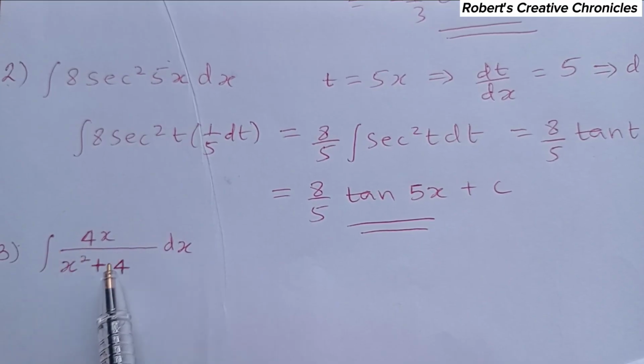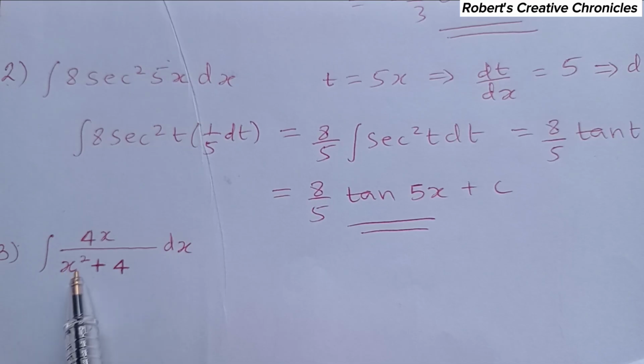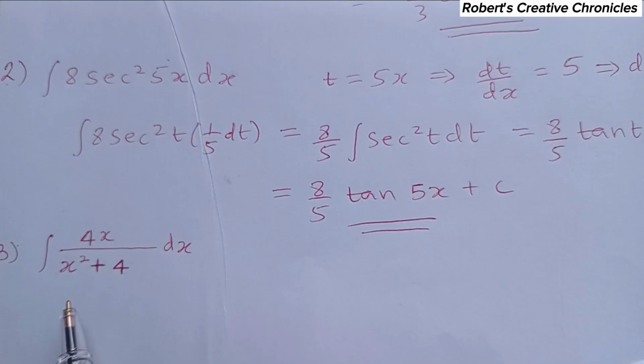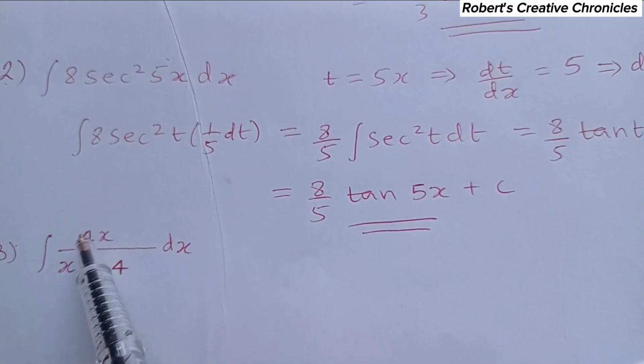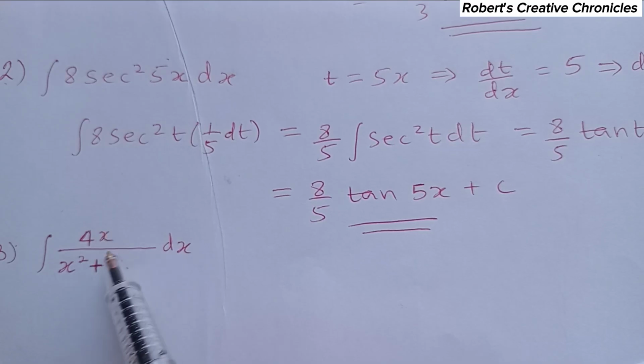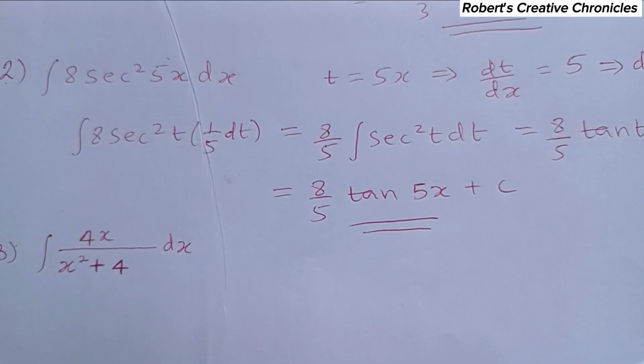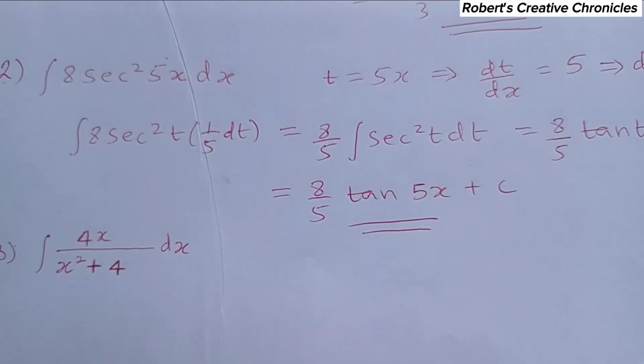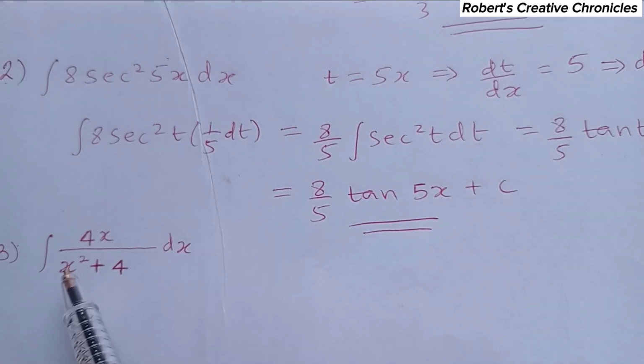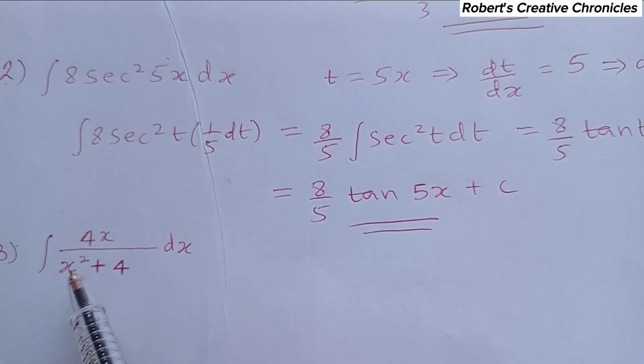Integration, you only choose one function, whereby if you differentiate that function, you are going to cancel the other values of x in that function. So now in this one, if I take t as 4x, when I differentiate 4x, I'll get 4. And 4 will not cancel any other function of x. But if I take x squared plus 4, if I differentiate this, I'll get 2x.